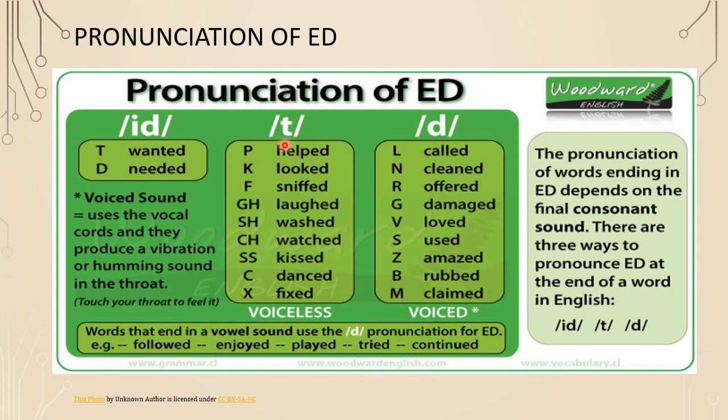On the other hand, the verbs which are ending in these letters will be pronounced with a t: helped, not helped, looked, t sound, sniffed, laughed, washed, a t sound will come here. So please keep these verb endings in mind and look at them, that they are voiceless. The d won't be pronounced here. Fixed, t sound, danced. Now these words which are ending in t and d will have an ed ending. Wanted, ed, needed.